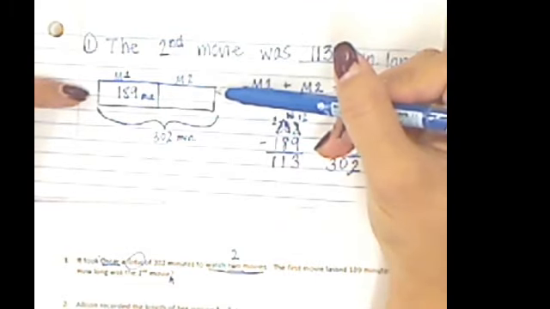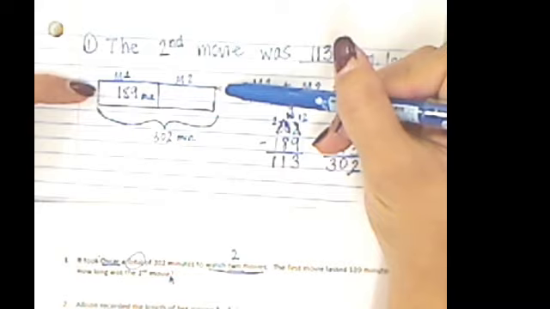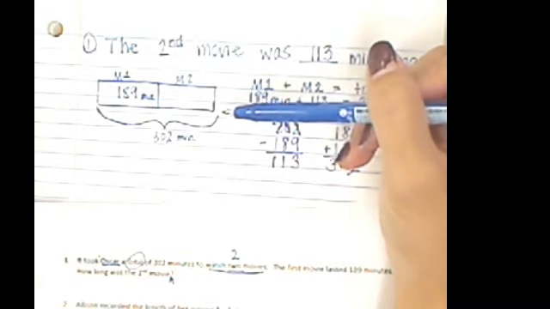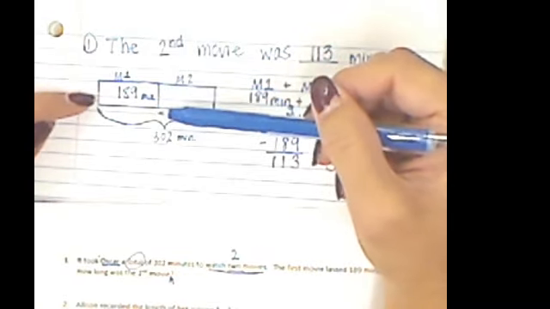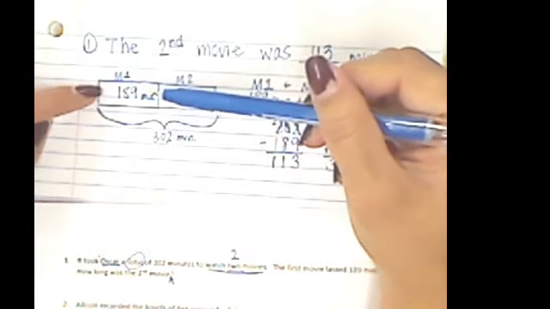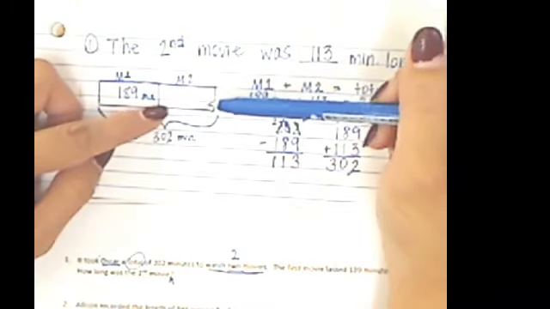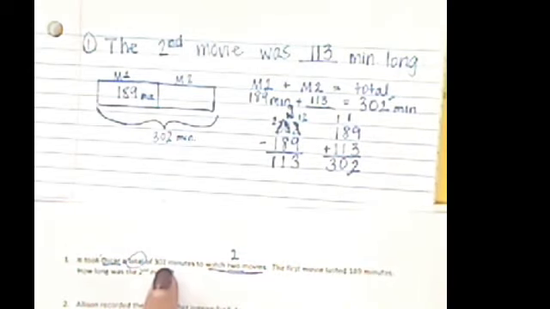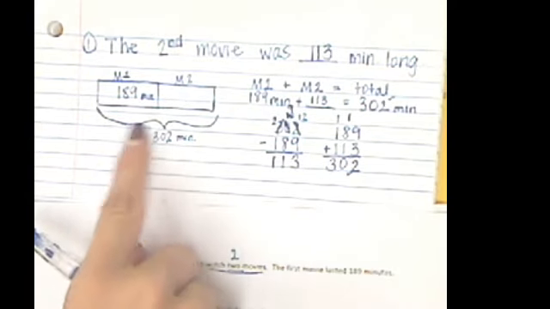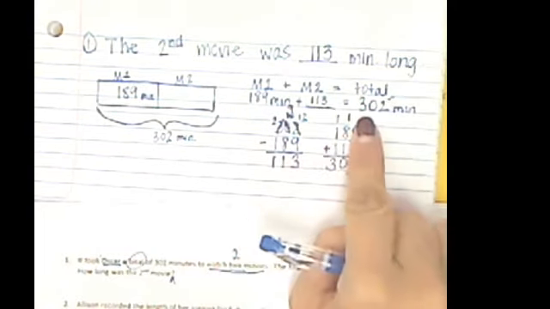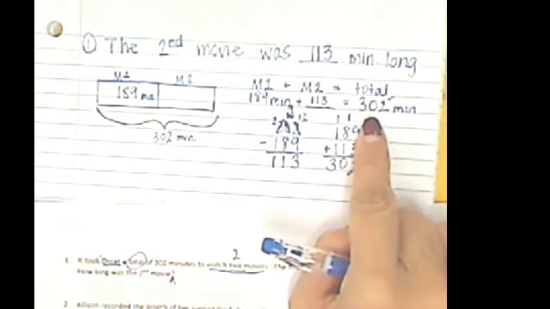Okay, what you've got to remember is with model drawing, you need to draw it so that it makes sense. So if he is watching 2 movies, you've got your 2 blocks to show the representation of the length of movie 1 and the length of movie 2. Okay, and the problem gave you the total, 302 minutes. So that means you've got an addition problem with the solution being 302 minutes long.